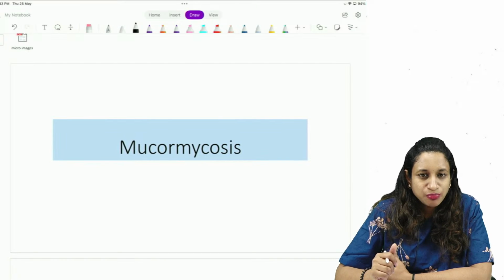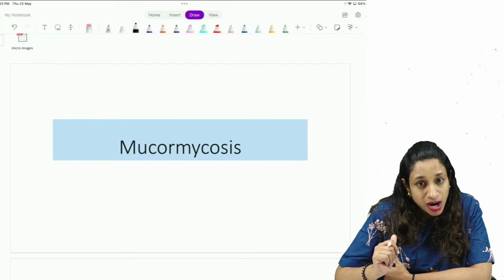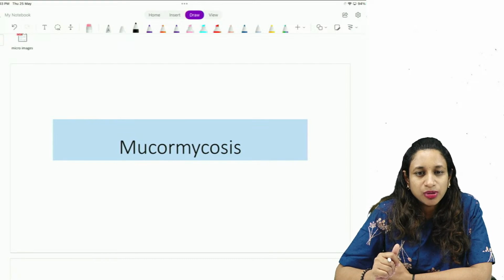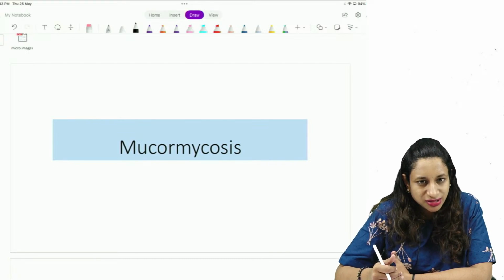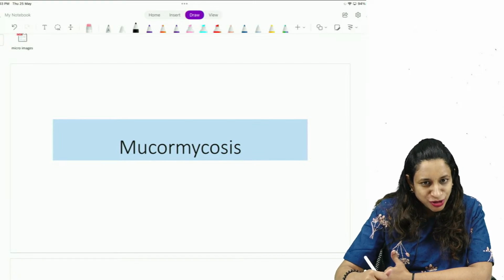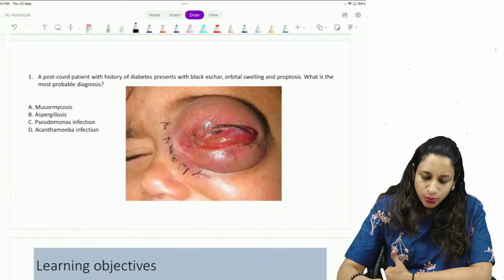Very important to know that whenever you get a case of mucormycosis, the most important thing that you have to remember is that you are supposed to diagnose the case very quickly, because the mortality is also dependent on how quickly you start the treatment. Now coming to mucormycosis, we have a question here.